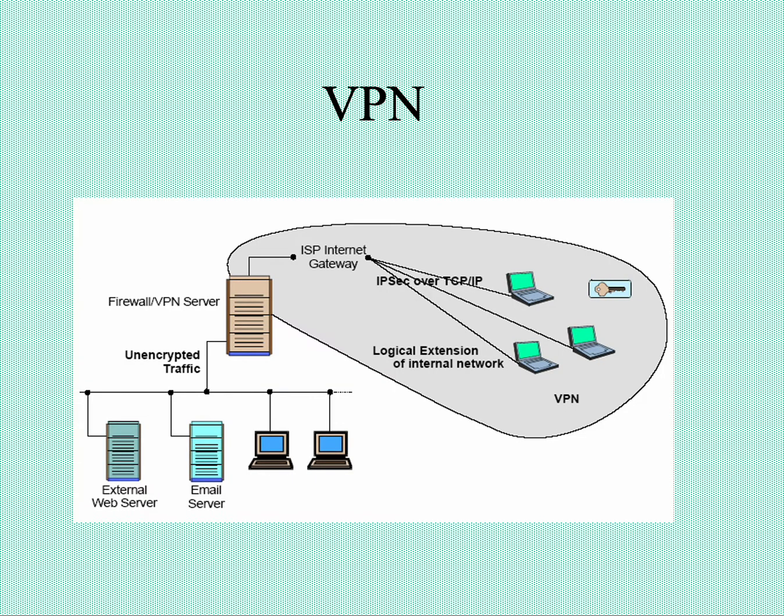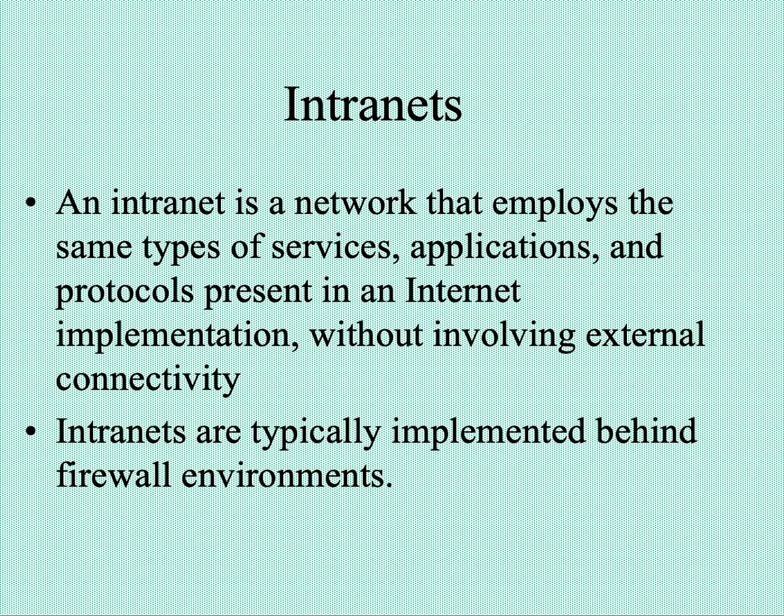So this is an image depicting the VPN. If we take a look at this, we can see that there are multiple networks over here, and based on the non-internet protocols, there are new protocols that are set so that such a connection is established. Over here, we see an external web server, email server, we see different networks, we see the traffic is unencrypted, and then through the firewall or the VPN server, and through the ISP internet gateway, we are able to set certain protocols for connection for different networks.